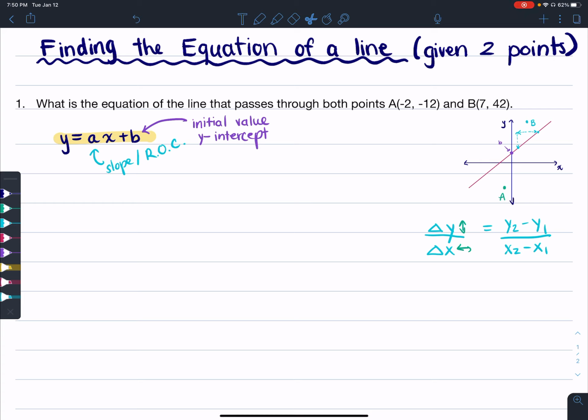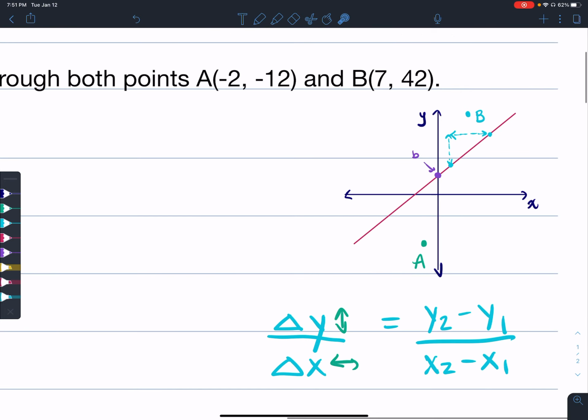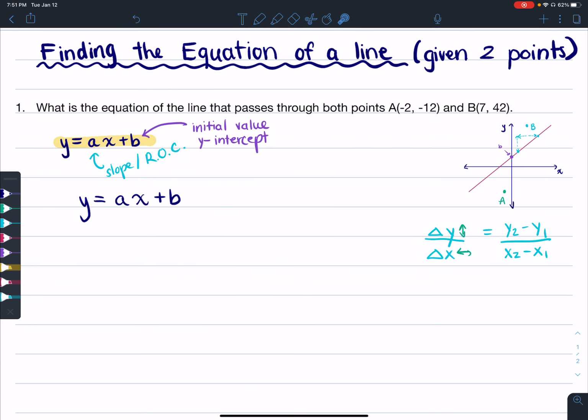Okay, so we're really going to be working off of this equation, so I'm going to rewrite it here. And the first thing that we need to find is slope. Just because we don't have little boxes that we can count on a graph, we do have the other formula for slope. And this is the formula that's more useful when you are being given coordinates.